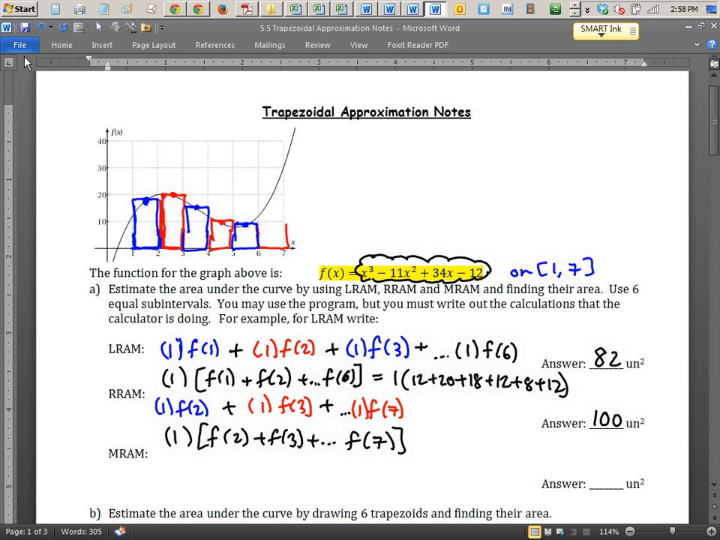Now, if we're using 1,000 rectangles, they're all good. You know, they're all really good approximations. But this right here is only 6 rectangles. MRAM is actually fairly accurate. Okay, so this would look more like this.